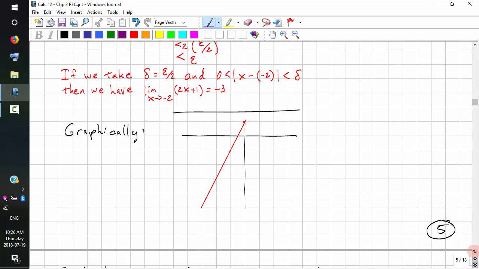So graphically, what does this look like? This is our 2x plus 1. Okay, and here we have -2, -3. This is the origin. This is our -3, this is our L, this is our C.